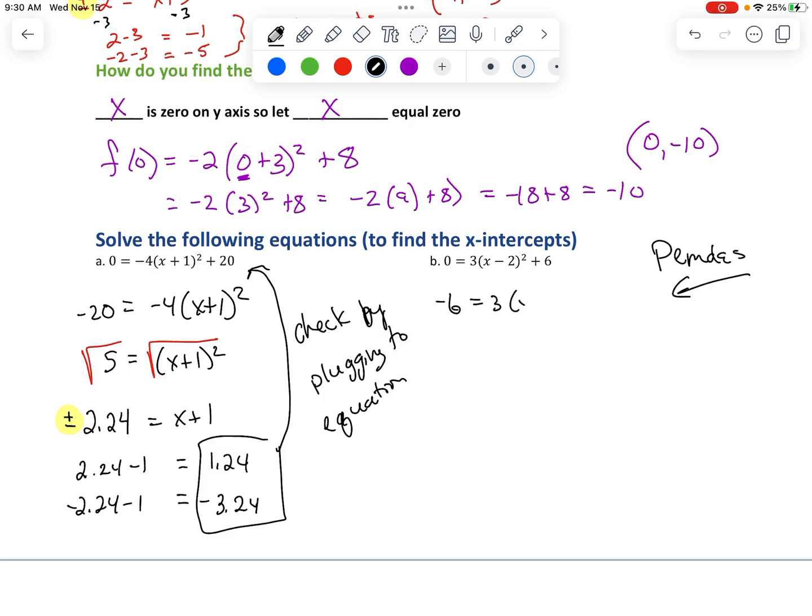Let's try this with the next one. So I'm going to subtract 6 from both sides. So negative 6 equals 3(x minus 2) squared. I'm going to divide by 3. So negative 2 equals (x minus 2) squared. And then I'm going to square root. Now when I square root, it's going to say error. This is a non-real number.